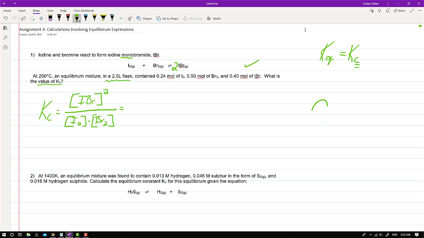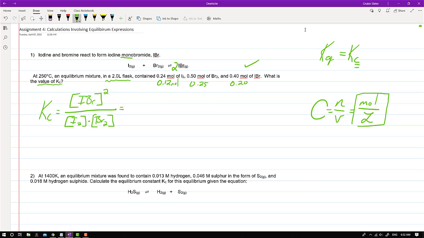Remember that concentration is equal to moles over volume, and the unit for moles is mol, and volume in this case is going to be liters. And that's what we want our units to be in for these questions. So 0.24 moles, well, that's going to be 0.12. This is going to be 0.25. I'm dividing all of these molar values by my volume in liters. And 0.4 is going to be 0.20. And these are all going to be moles per liter.